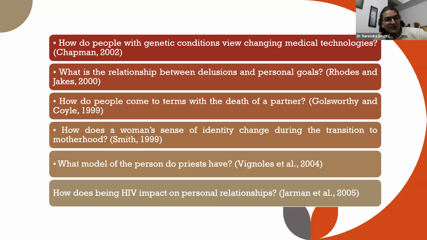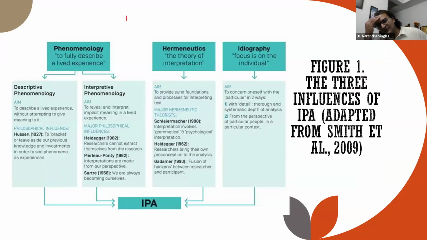So what is the relationship between delusions and personal goals? How do people with genetic conditions view changing medical technologies? How does women's sense of identity change during transition to motherhood? So these are certain questions that can help me take my research forward, especially when I talk about phenomenology. How does being HIV positive impact personal relationships? Now, these are related to phenomenology.